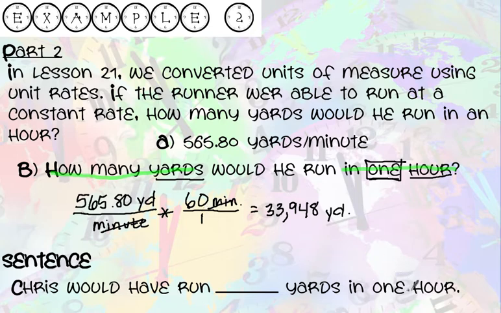Okay, so in 1 hour, Chris would have run 33,948 yards. Again, since this is a two-step process, you want to take the time, figure out your conversion, or figure out that connecting piece. So the connecting piece in this point was using minutes to connect seconds to hours. And then that two-step process of multiplying it by your rate by your conversion factor and going to minutes, and then multiplying that rate by your conversion factor and going to hours.